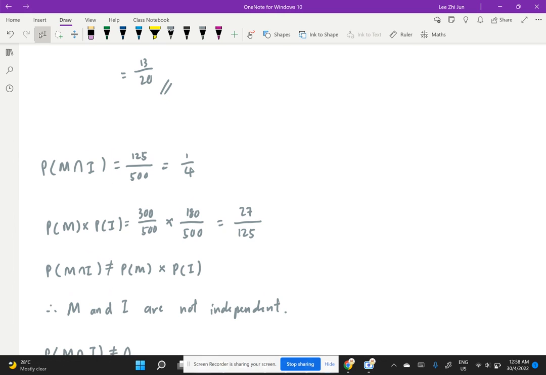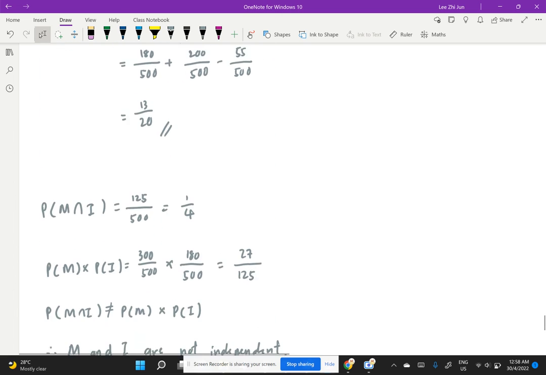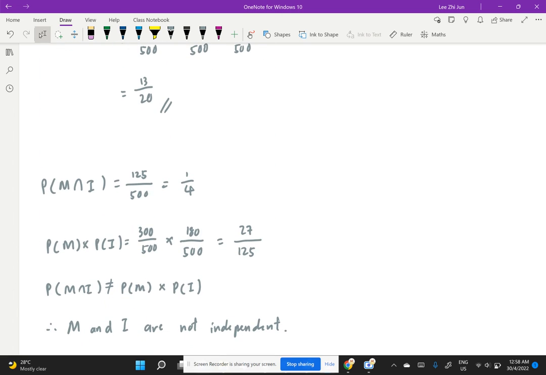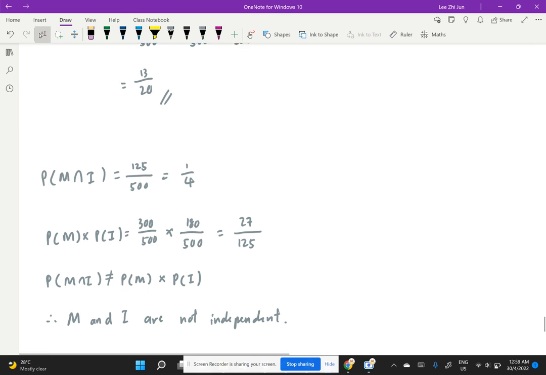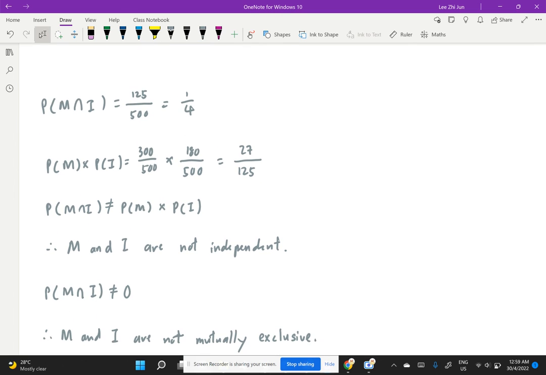This is how you explain it. You don't explain it like science, like biology. You need to explain it theoretically. In this case, if they ask you to explain, you can explain it mathematically by proving they are not independent and proving they are not mutually exclusive by using the mathematical formula.